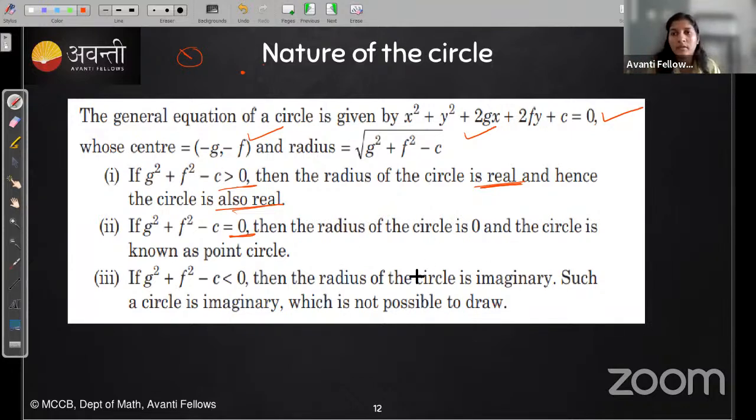So, it is not possible to draw because the radius will be imaginary in that case. Okay. So is it clear to you all what is the nature of the circle depending on the radius? Any doubt in this? Well, if it is clear to you all, then we'll move ahead. Okay, we'll go to the next one.